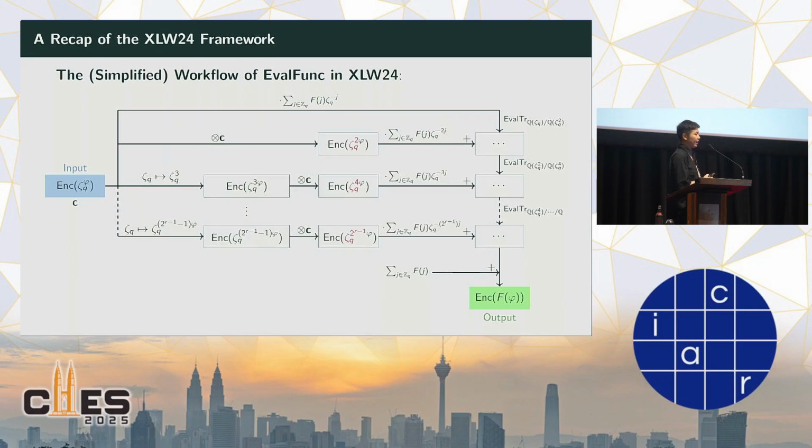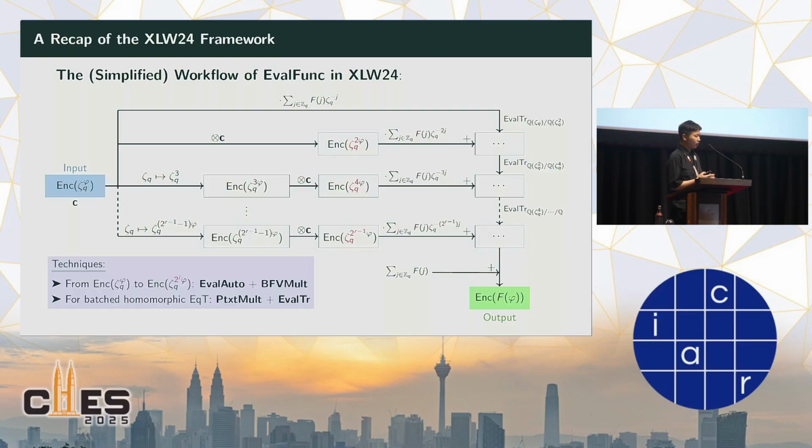And this is the actual framework used in the original work. It just uses the linearity and the transitivity of the trace. In this framework, to obtain the encryptions of subring elements, it uses automorphism evaluation and BFV multiplication. And for batch homomorphic equality test, it uses plaintext-ciphertext multiplication and trace evaluation. So this is asymptotically efficient, but with very large noise growth. So it is inefficient in practice.